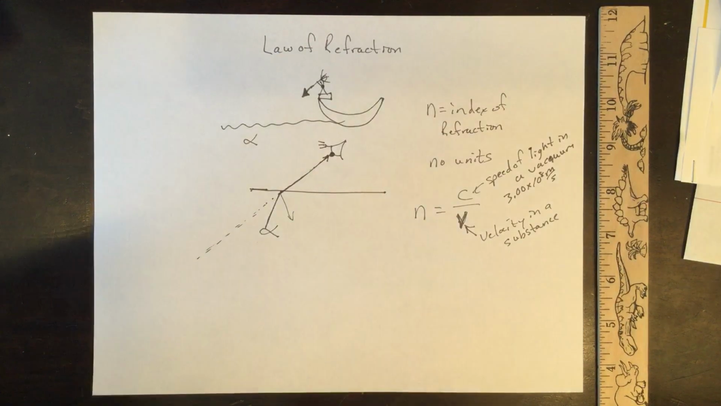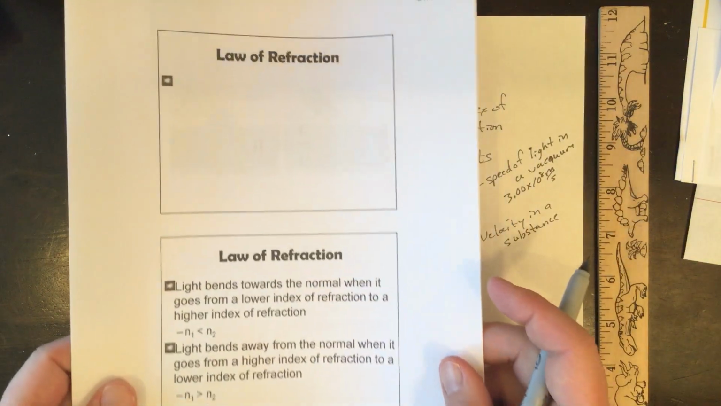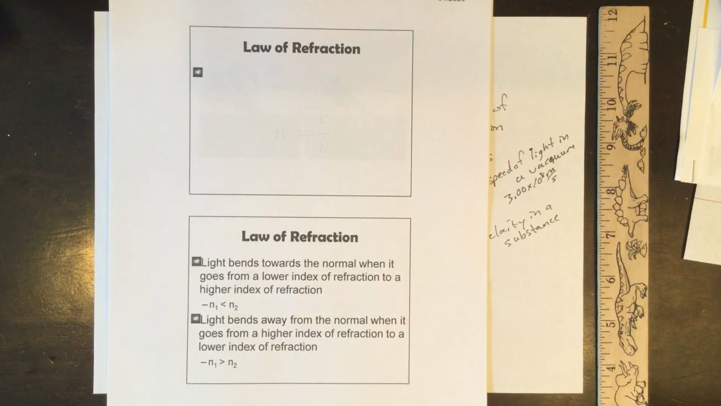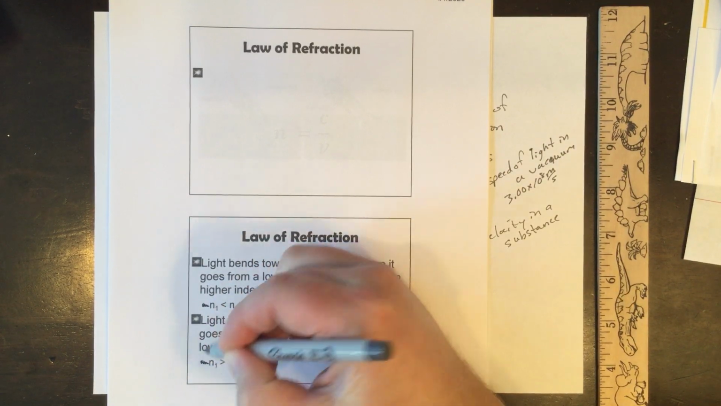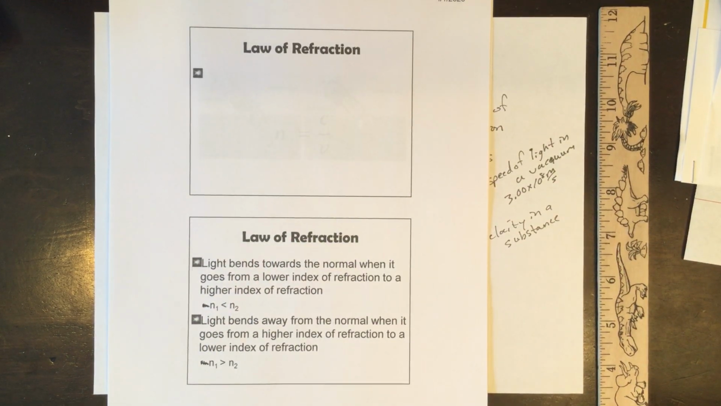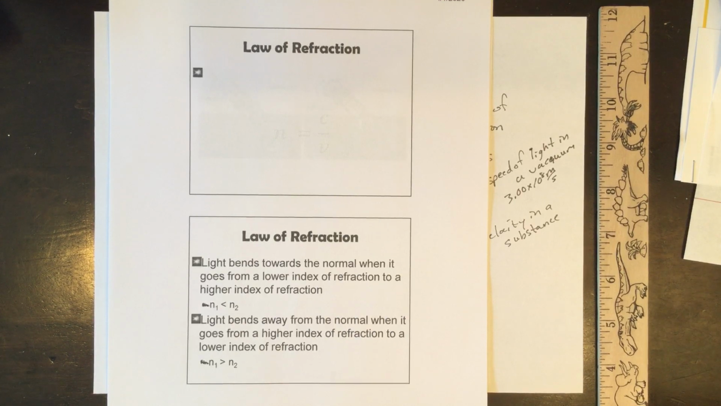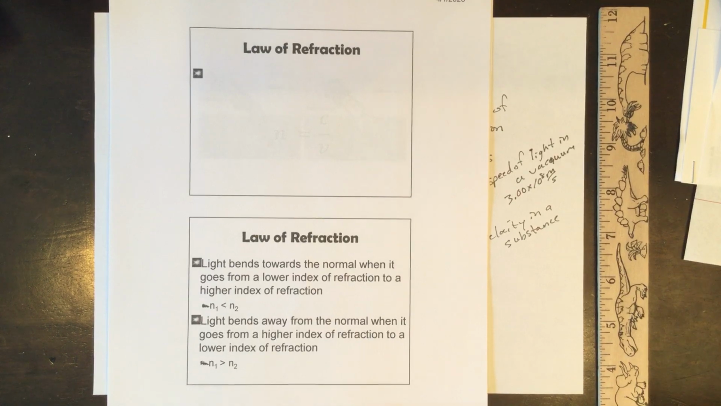All right? I'm going to show this here because I just don't want to write it. All right? So light bends towards the normal. This is not supposed to be a negative sign. Okay? That's like a bullet point. Light bends towards the normal when it goes from a lower index to a higher index. Okay? And then light bends away from the normal when it goes from a high index to a low index.